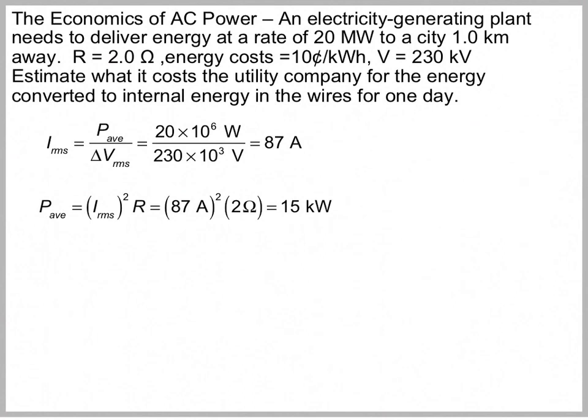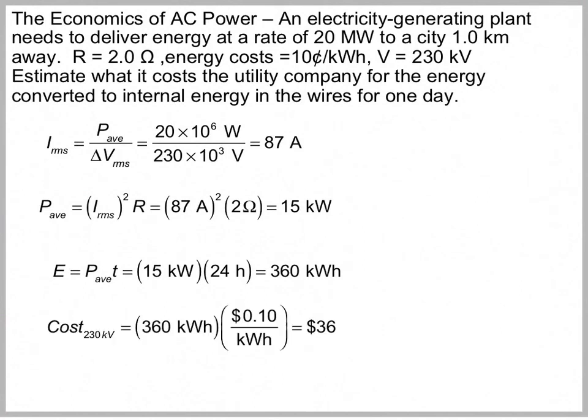So the energy then is power times time. So it's 15 kilowatts times 24 hours, which is 360 kilowatt hours. And the cost is the energy, 360 kilowatt hours, and they charge us 10 cents per kilowatt hour. So it costs the utility company $36 a day to get the power from the power plant to the city.